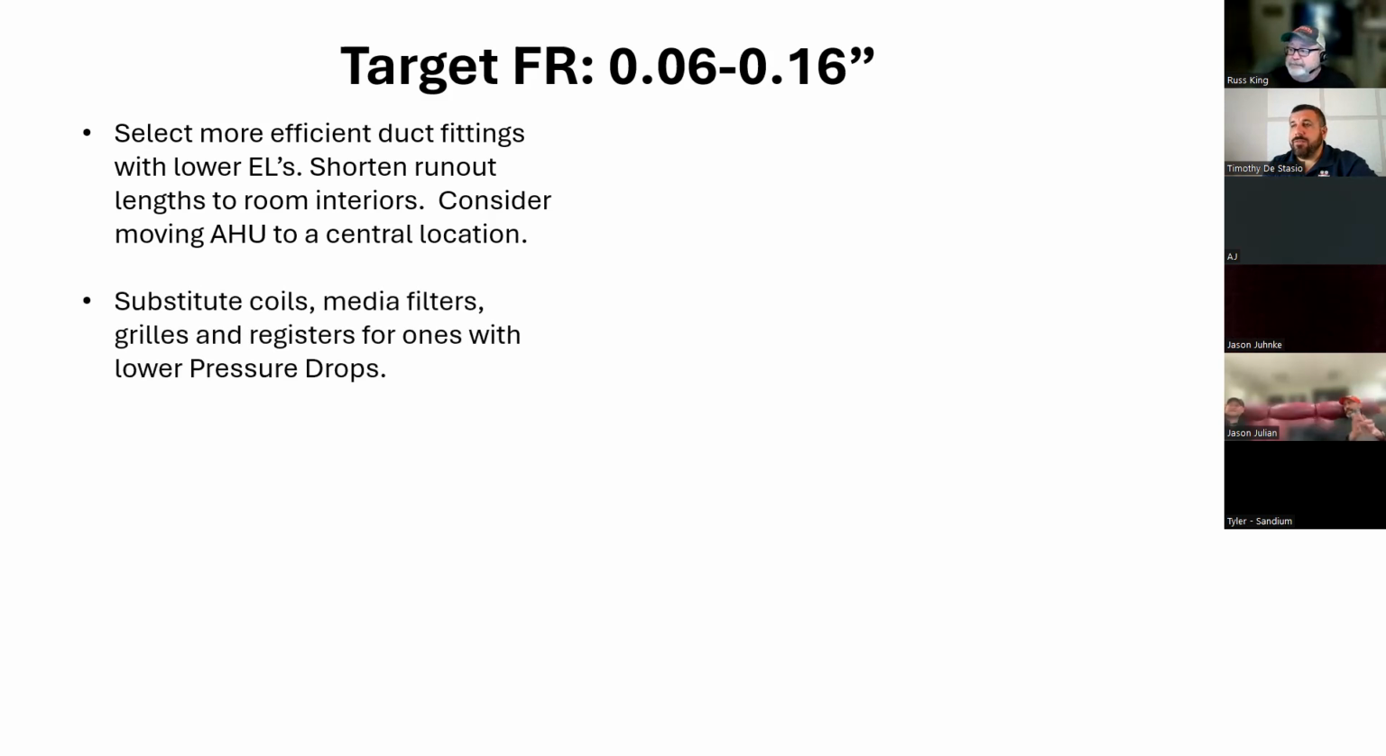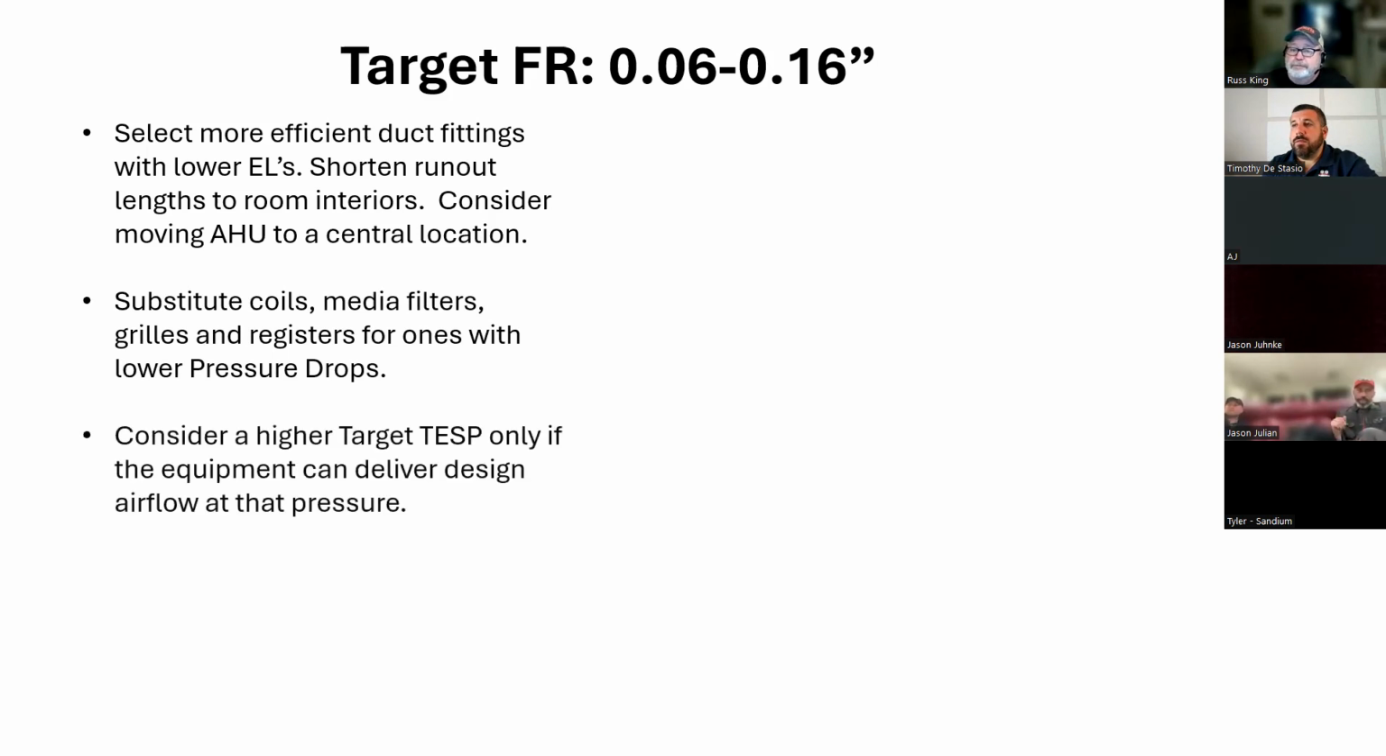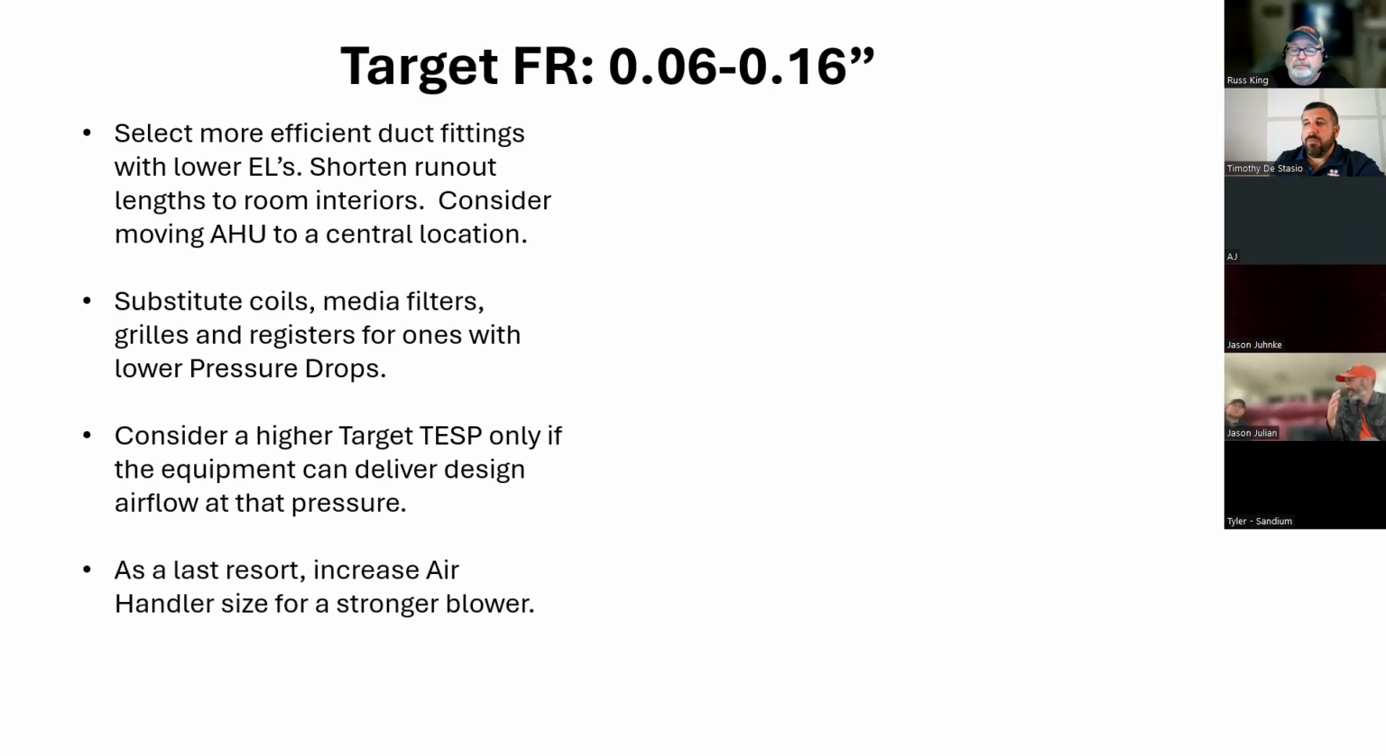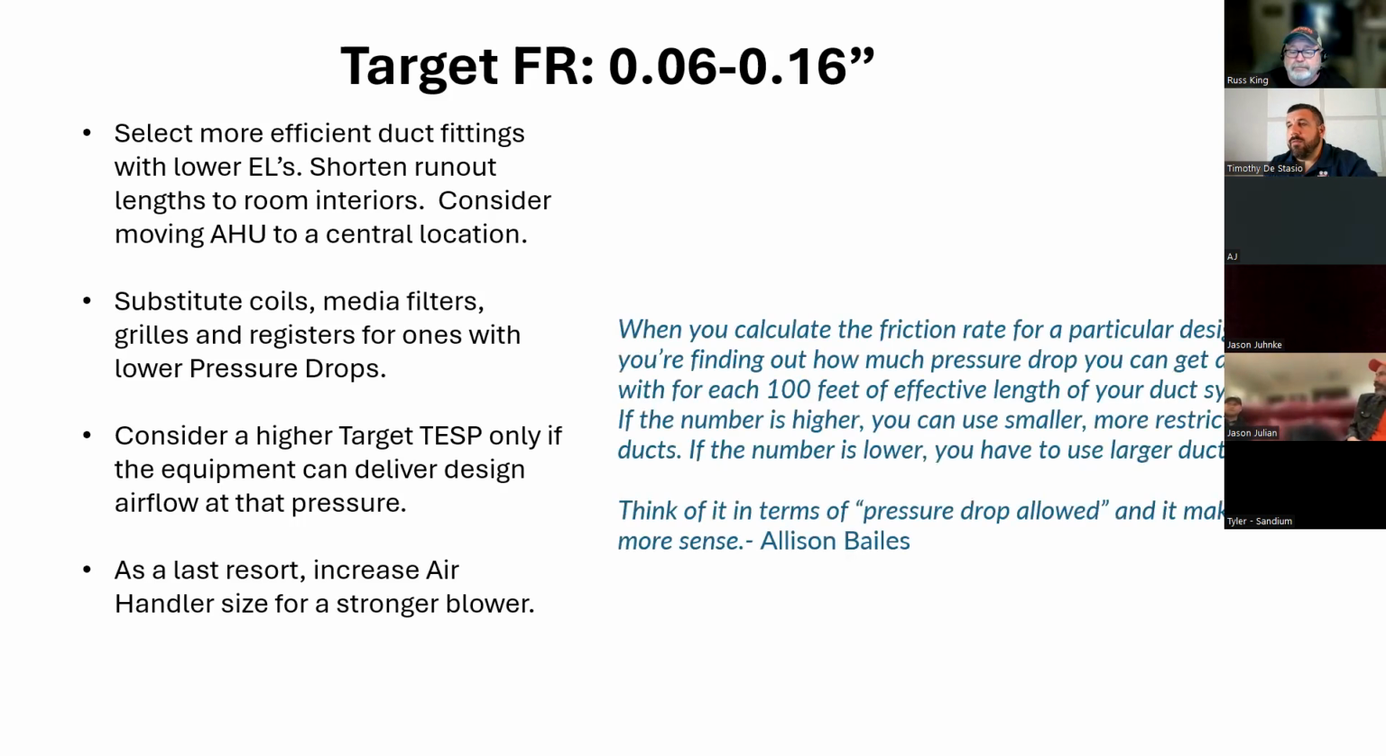Try to find ways to save on component losses. And consider just bumping up your target static pressure if your equipment can deliver that airflow. Sometimes that's just what you have to do. And as a last resort, maybe increase the air handler size for a stronger blower. So maybe you've got to change that furnace to the next size up because it can't deliver enough air for your cooling, just like we learned about in Manual S. But that's kind of as a last resort. We, again, want to try to be smart in how we deliver our air.